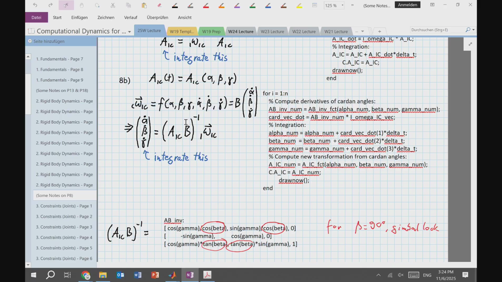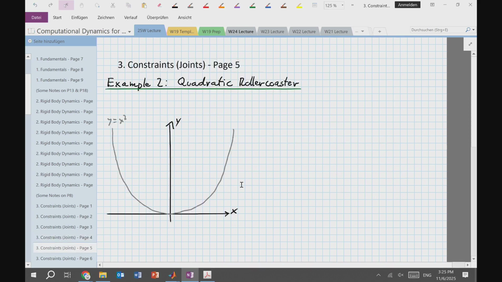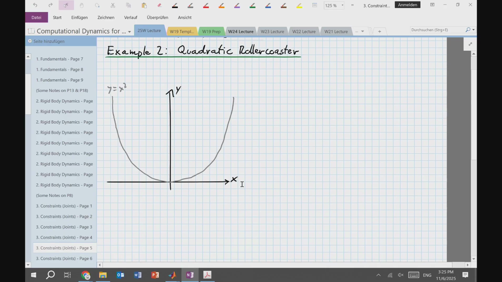I get into a kinematic singularity. And that becomes problematic if I want to invert things, right? If I want to compute those derivatives based on the velocity here. So not something that we haven't seen. Quick questions? Let's do one example.